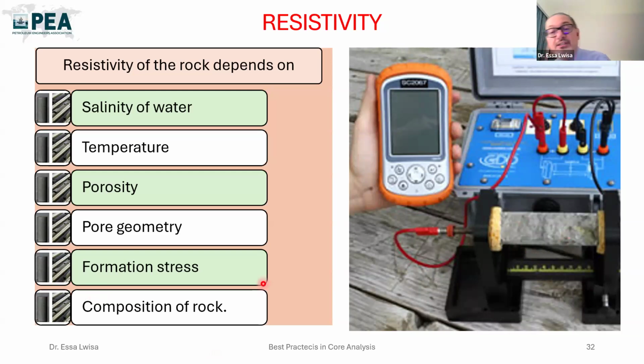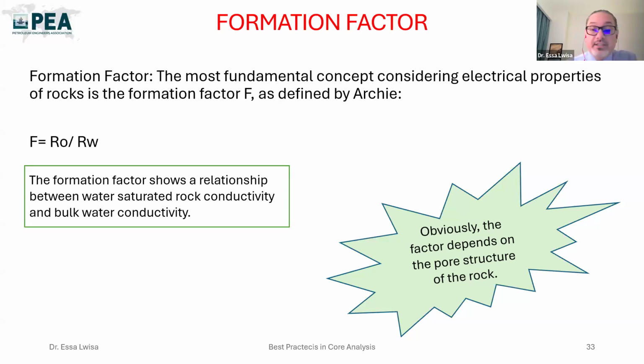Now, why do we measure the resistivity? Because we want to obtain the following. The first thing we want to obtain by measuring resistivity is the formation factor. What is formation factor? It is the most fundamental concept considering electrical properties. It is our ABC when we study the electrical properties of the rock. The formation factor is defined by Archie as follows.